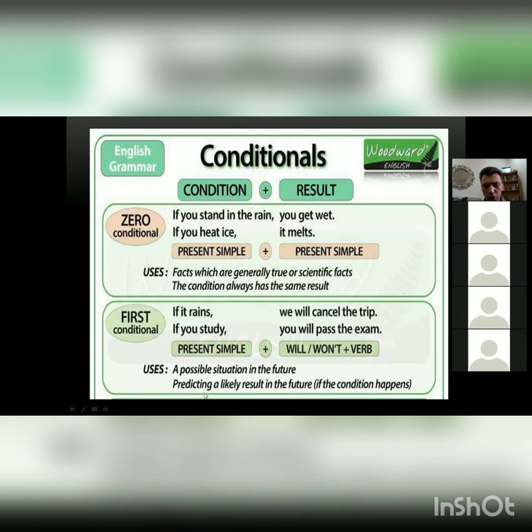The meaning of predict, you know, is to tell something before it happens, to tell something according to your own information before it happens, before it takes place.